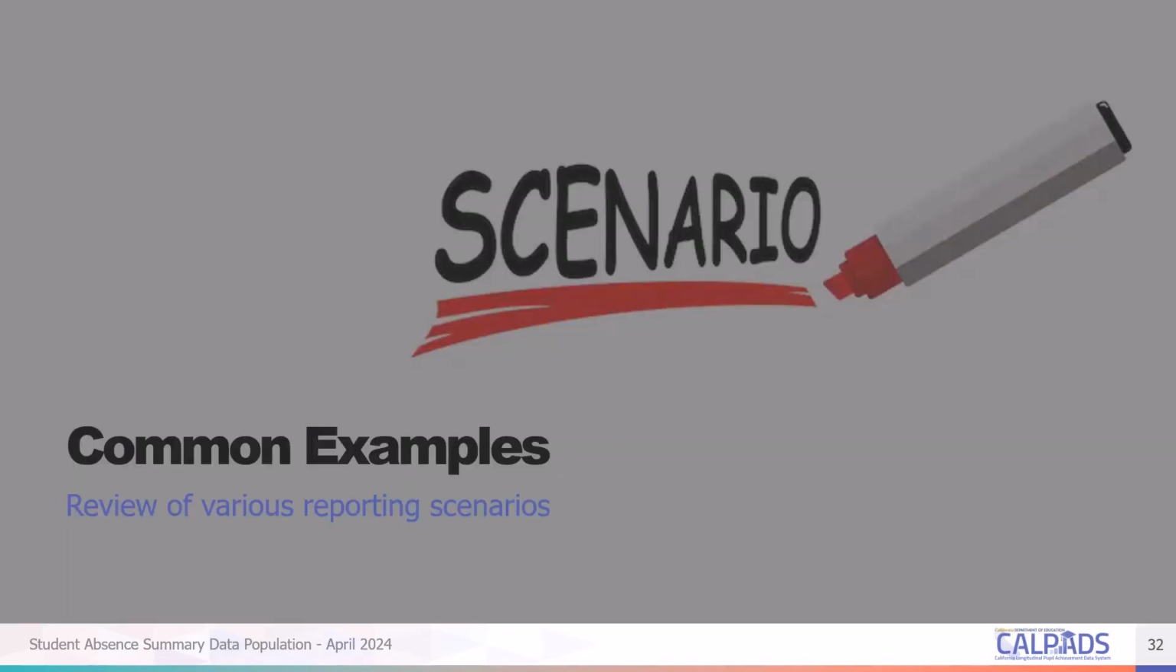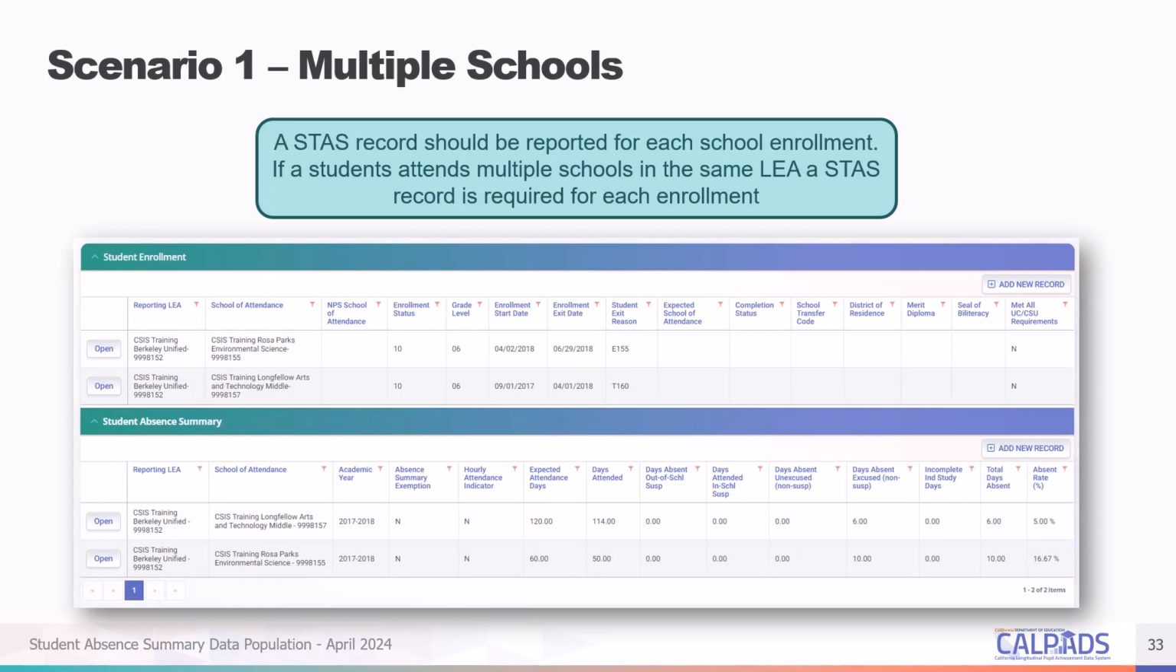Let's move on now to discussing and reviewing various reporting scenarios. In this scenario, we have a single student enrolled at multiple schools within a single reporting LEA. You must submit both SENR and STAS records for each school that a student attends, even if they're within the same LEA. If a student attends multiple schools within a single LEA during the academic year, a STAS record is reported for each school.